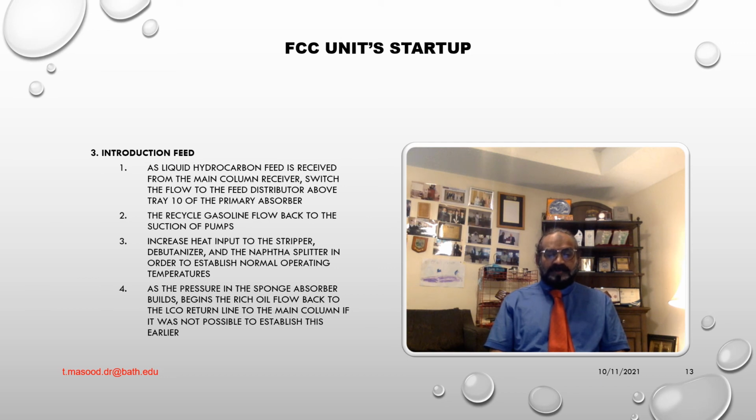Okay. Introduction of feed. A liquid hydrocarbon feed is received from the main column receiver, switch the flow to the feed distributor above tray ten of the primary absorber. Number 7. The recycled gasoline flow back to the suction of the pump should be switched to the top tray of the primary absorber. Place the intercooler pump in operation. Number 8. Increase heat input to the stripper, debutanizer and naphtha splitter in order to establish normal operating temperature. Begin flow of naphtha to the treating units as the level builds in the bottom of the splitter. Number 9. As the pressure in the sponge absorber builds, begin the rich oil flow back to the LCO return line to the main column if it was not possible to establish this earlier.